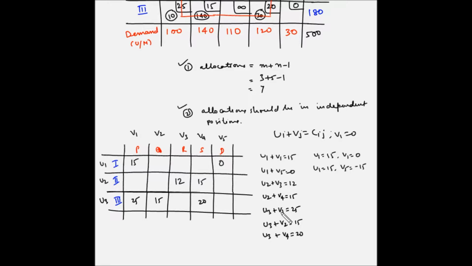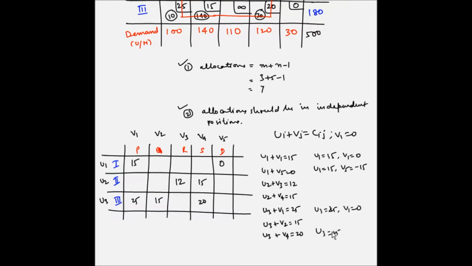The next one, u3 plus v1 is 25. So now for this equation, u3 plus v1 equals 25. We have the value of v1, which is equal to 0. So u3 becomes 25 and v1 is 0. Now again, the next equation, we don't have the value of u3 or v2. Let's skip to the next one. u3 plus v4 is 20. Here we have the value of u3, which is 25. So u3 equals 25 and v4 becomes 20 minus 25, which is minus 5.